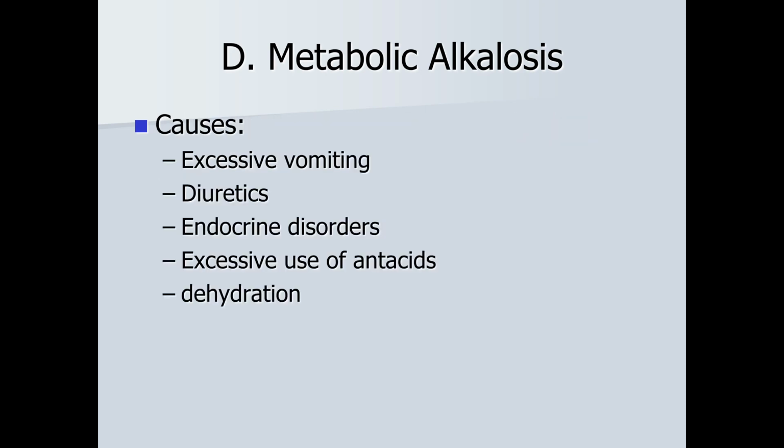Excess vomiting is one cause. If you think about it, what is in the stomach? Hydrochloric acid. If we're throwing up all night, we're throwing up hydrochloric acid, and so we are depleting our body of hydrochloric acid. Diuretics will cause this, as will endocrine disorders and excessive use of antacids.